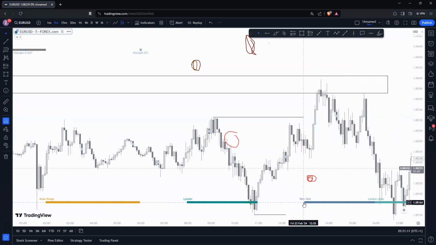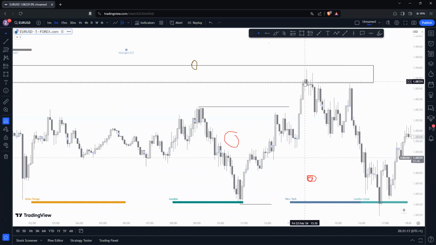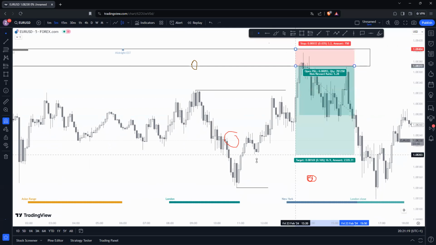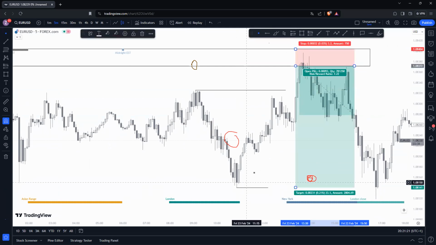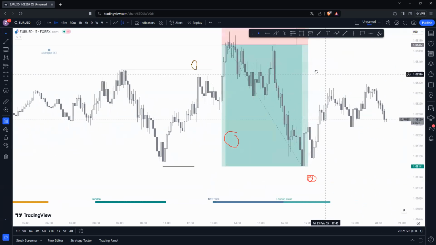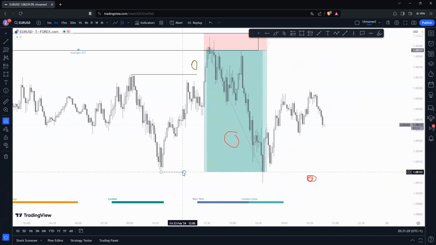So as you can see, New York open. We took the high of the London. We hit that engulf, stop loss above, and your TP is going to be the other side of London. This is a 7.22 RR trade, okay? And as you can see, it reacted perfectly from there.